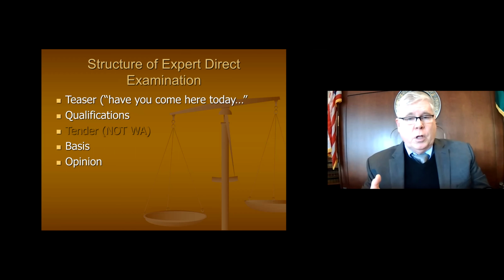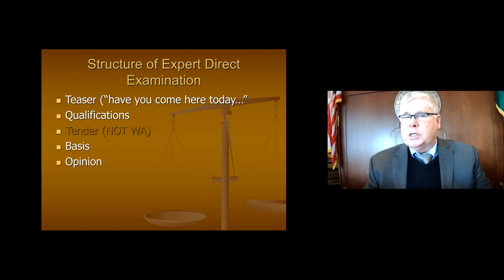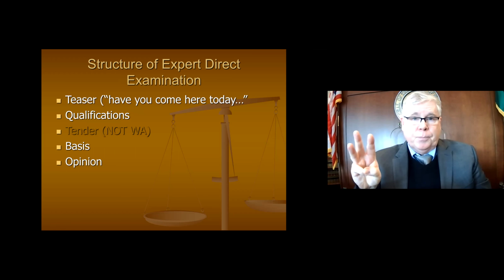It's called the tender. Washington State does not allow for the tender because in Washington State we have a constitutional prohibition against judges making a comment on the evidence, and the tender is viewed as a comment. So we just sort of breeze right by that. We skip over that, and that means your opposing counsel has got to be sitting on the front third of your seat and waiting for you to actually delve into the opinion in order for them to either object, not object, or ask to voir dire the witness in the area of qualifications.